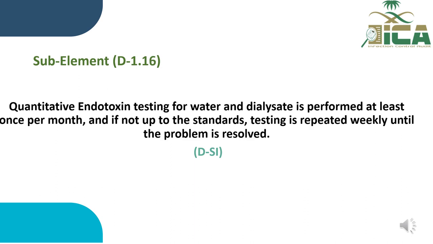Element D1.16. Quantitative endotoxin testing for water and dialysate is performed at least once per month, and if not up to the standards, testing is repeated weekly until the problem is resolved. Determined by document and staff interview.